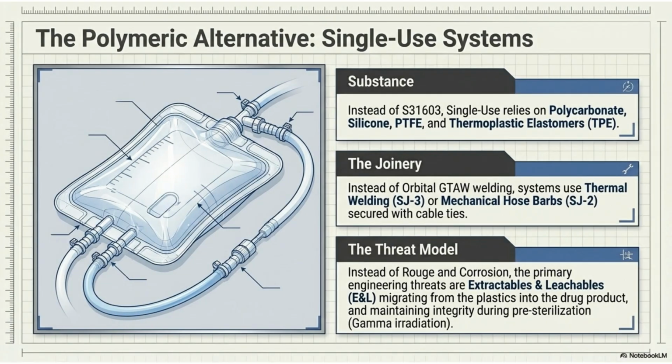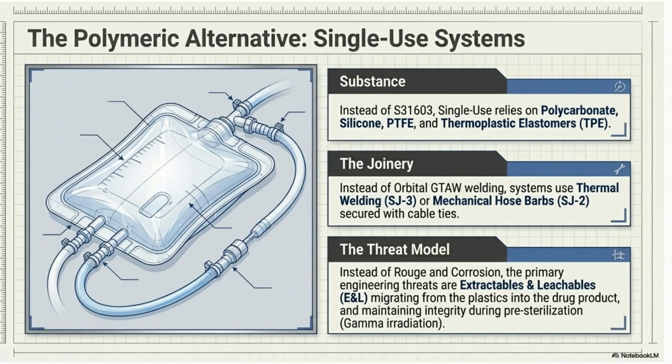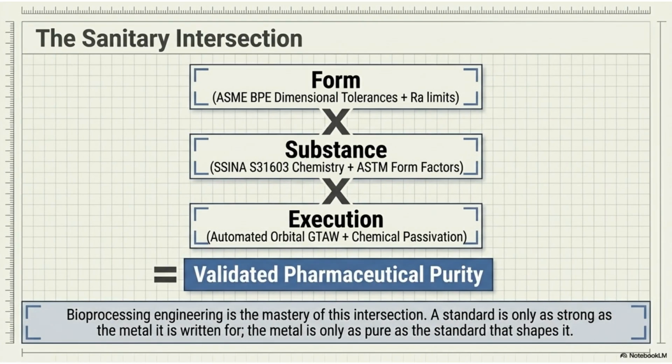Single-use systems provide an alternative, utilizing polymers like silicone and TPE. Instead of welding, these systems use thermal bonding or mechanical connections, and the primary engineering focus shifts to managing extractables and leachables. The intersection of form, substance, and execution defines validated pharmaceutical purity. Mastery of this intersection is essential, as the standard is only as strong as the materials it governs.